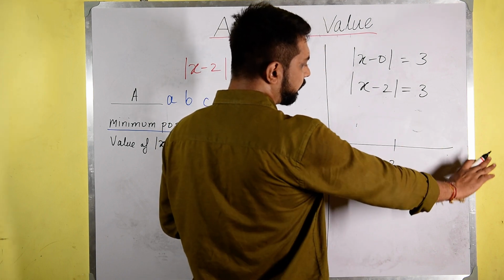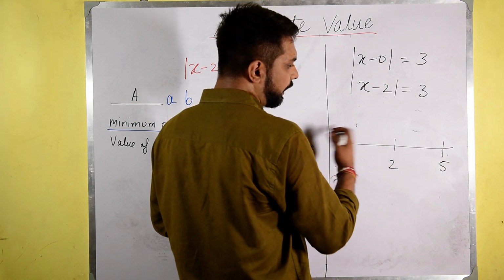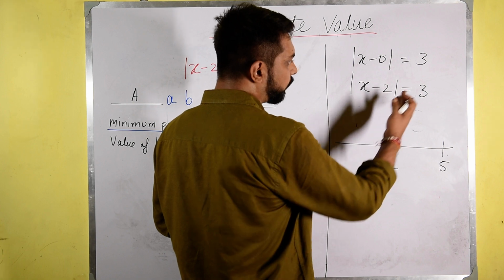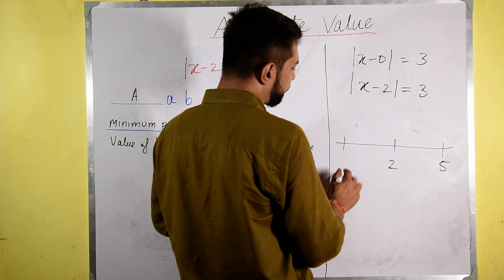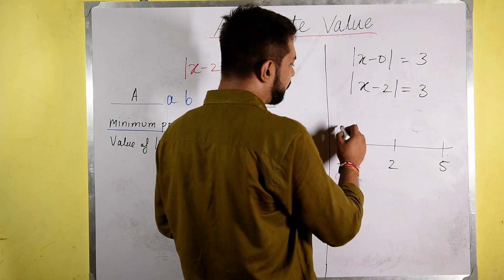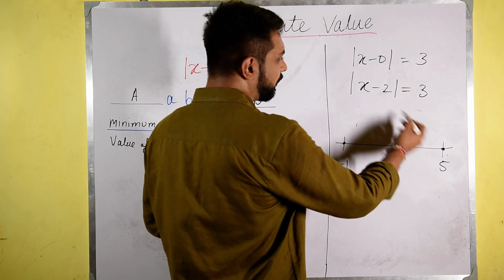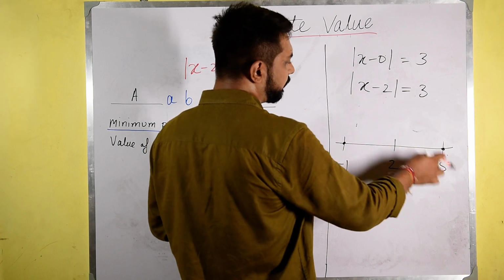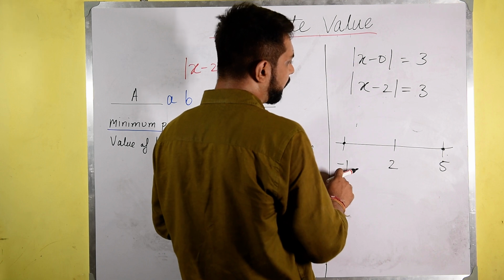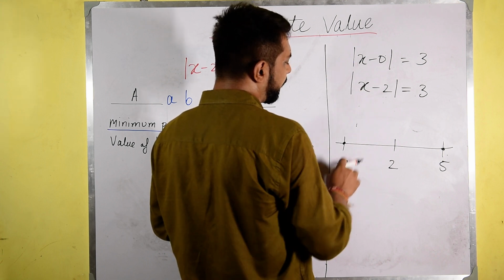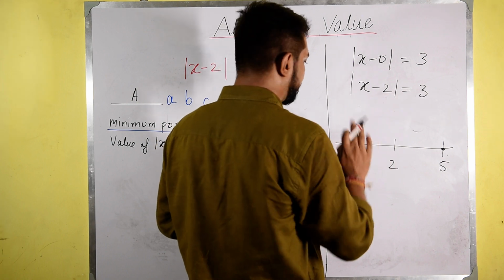If I write 2 here, and the distance is 3 units, then if I move 3 units to the right-hand side, I will reach 5. If I move 3 units to the left-hand side, I will reach minus 1. These are the 2 points which fulfil this condition. You can verify it: put x as 5, 5 minus 2 is 3, mod 3 is 3. If I put x as minus 1, then minus 1 minus 2 is minus 3, mod minus 3 is also 3, so it is satisfying.